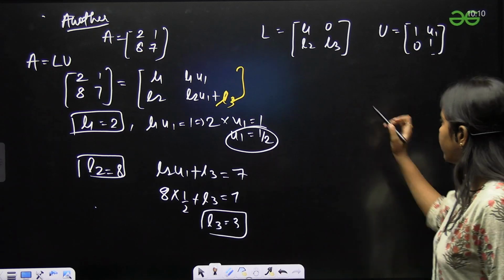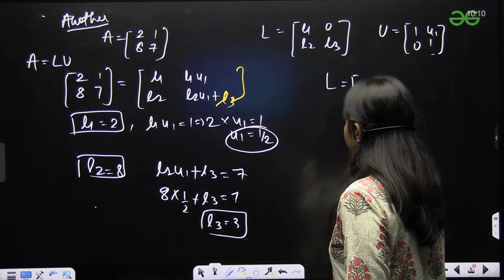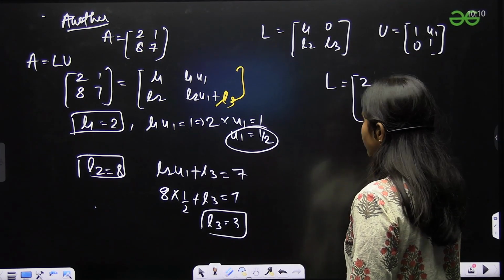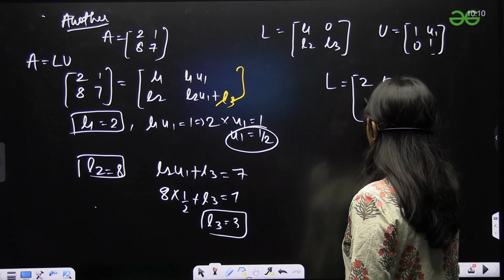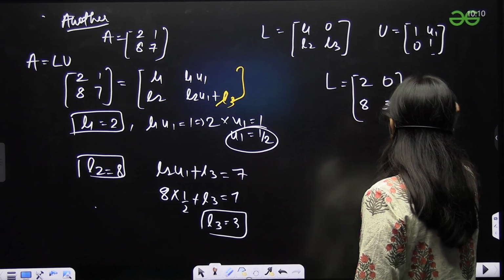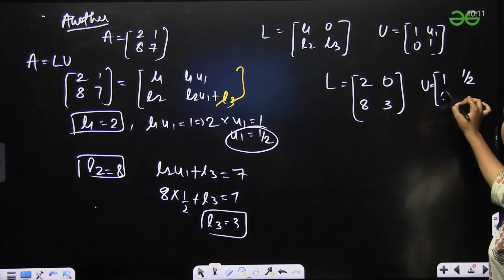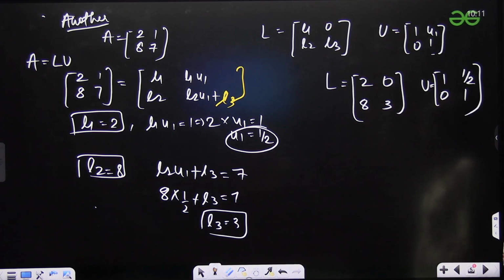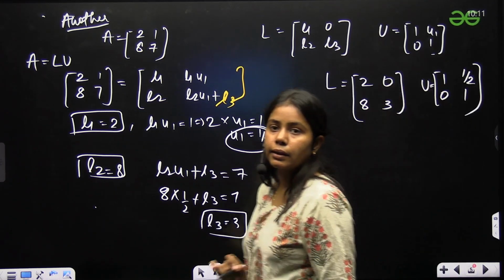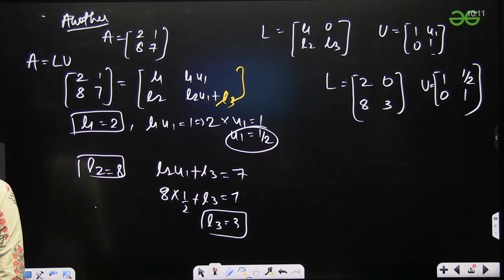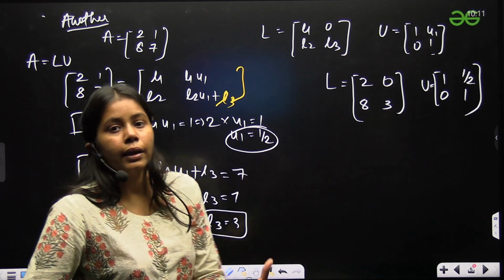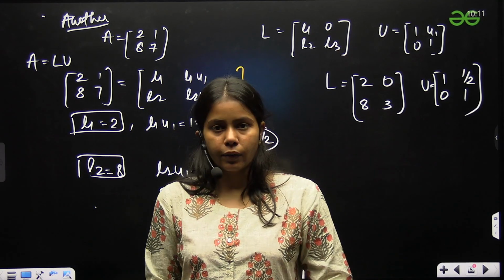So what would be the L matrix? L matrix would be L1, that is 2, 0, L2 is 8, L3 is 3, and U is as shown. So that's why it is important, guys, to check the answer at the end by multiplying. So I'll check again. 2 into 1, 2 into 1 by 2 is 1, 8 into 1 by 2 plus 3. That would give me 7. Now it is correct, it is a correct LU decomposition. So do one thing, after solving, just check it once, right?